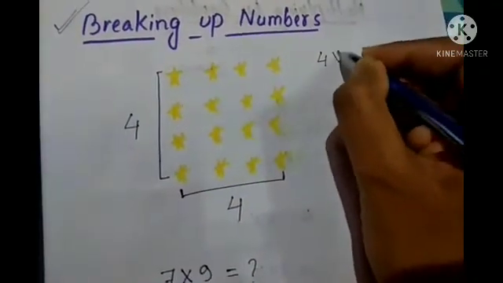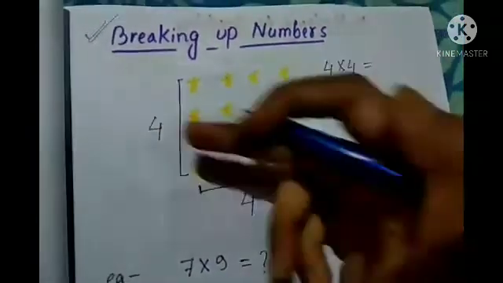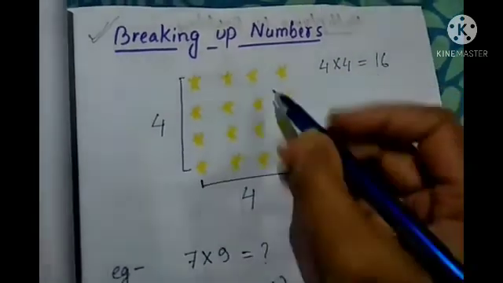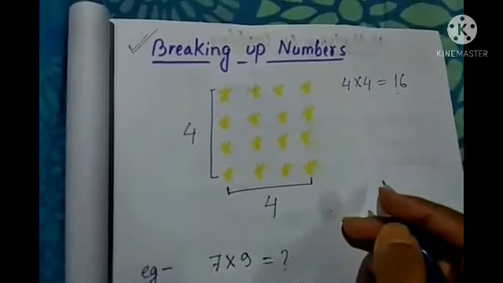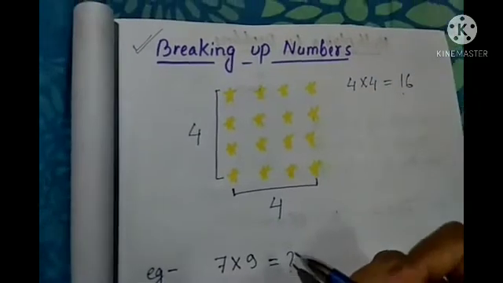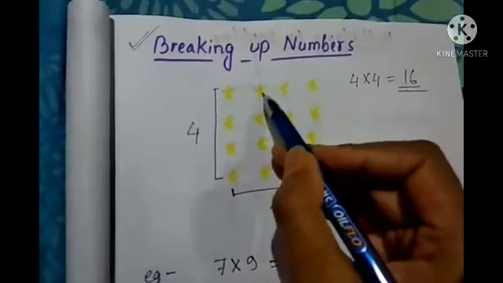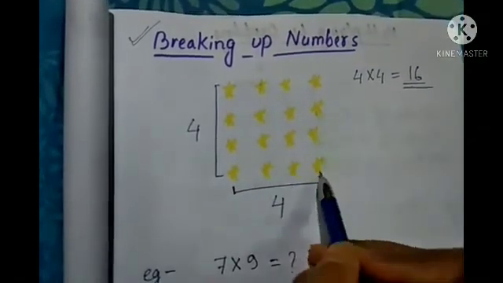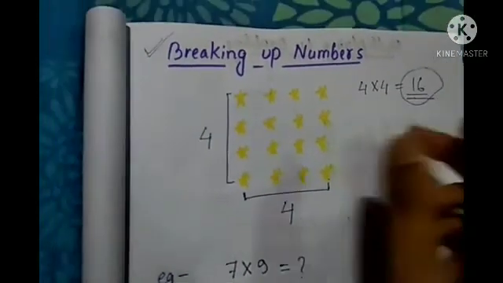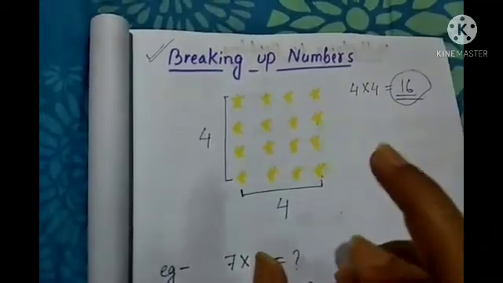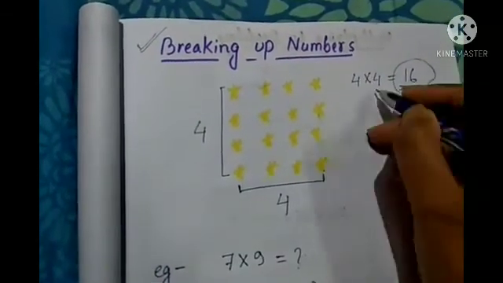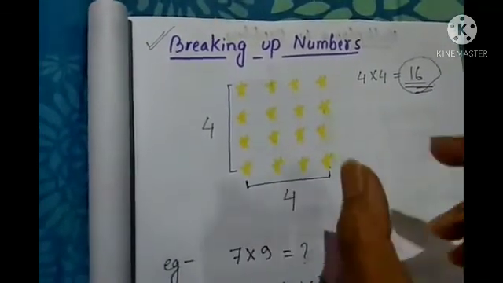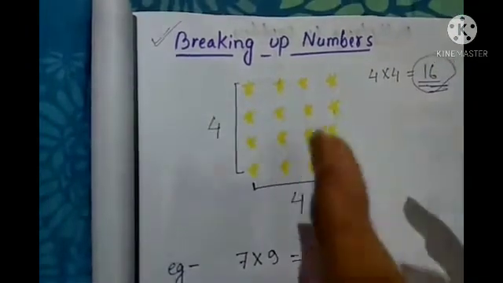And now what do you have to do, students? Just multiply them. These 2 numbers we are getting, no? Just multiply them. So as you know, 4 fours are 16. So here total there are 16 stars. If we count, we can get this. 1, 2, 3, 4, 5, 6, 7, 8, 9, 10, 11, 12, 13, 14, 15, 16. Oh yes. So you can see without actual counting, we can find out by multiplication. So this is called breaking up numbers. This one was one of the examples.